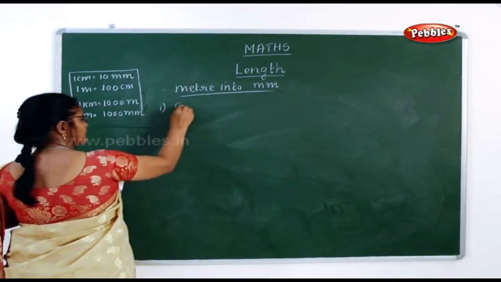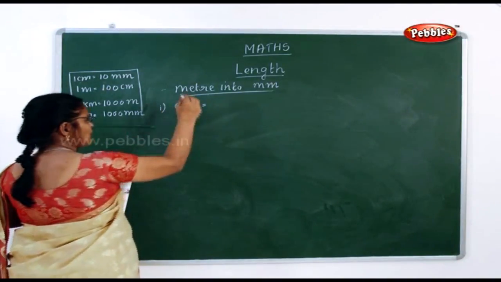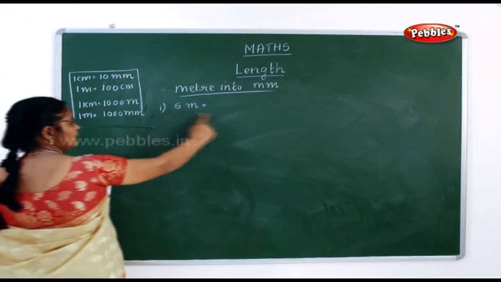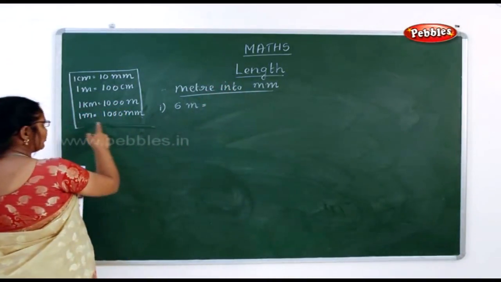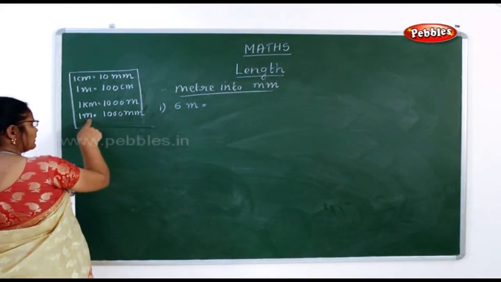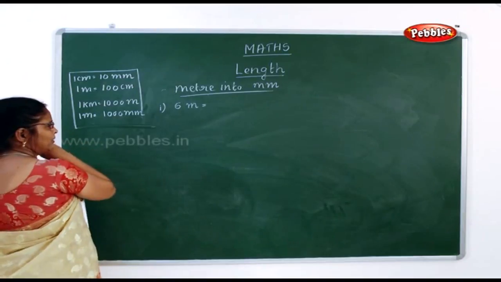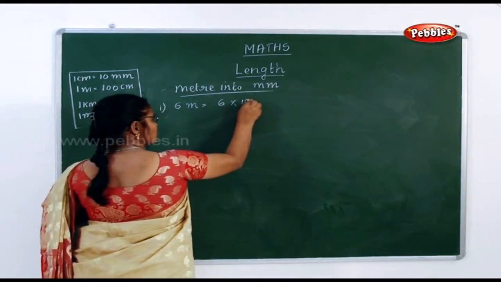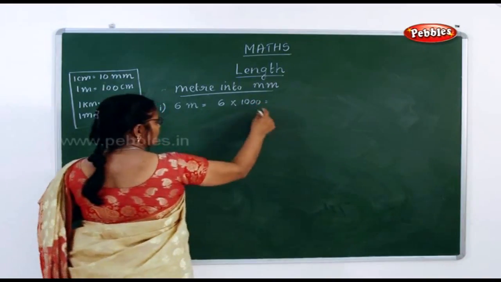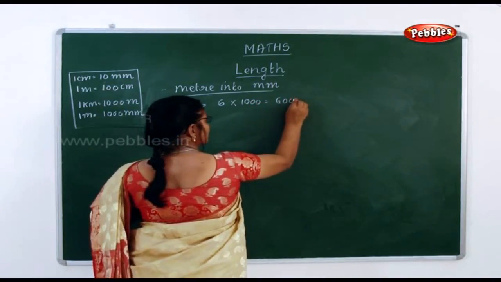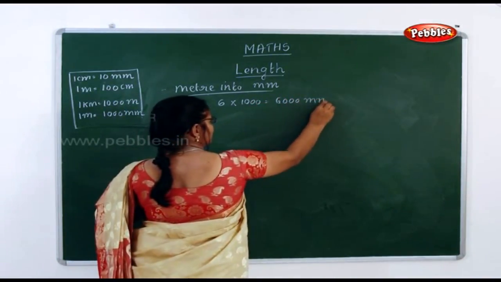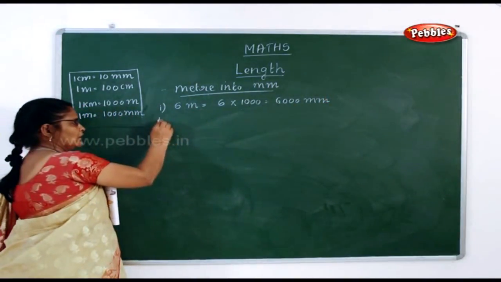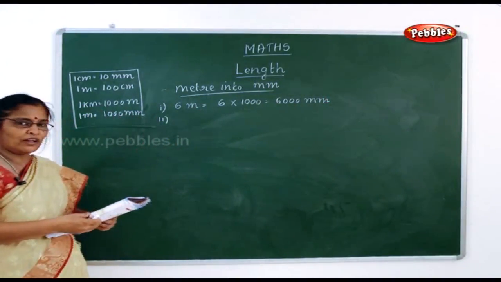See, first one 6 meter. Now how will you convert the 6 meter into millimeter? Now I told you 1 meter is equal to 1000 millimeter. So now what will you do? 6 into 1000. So what is 6 into 1000? It is 6000 millimeter. Am I right? You got it.